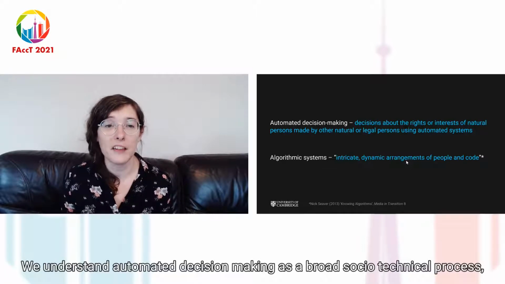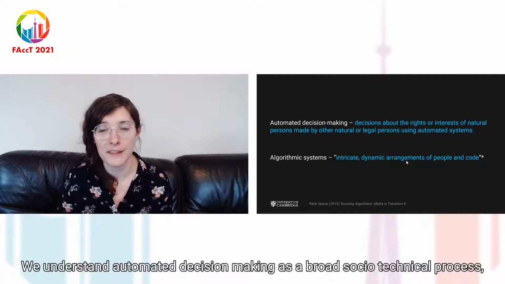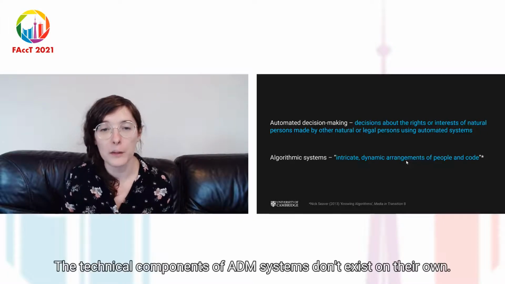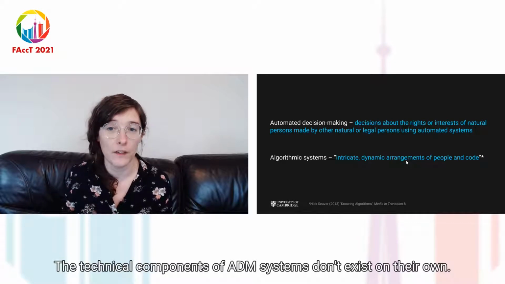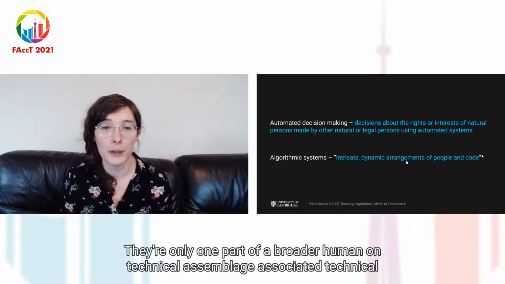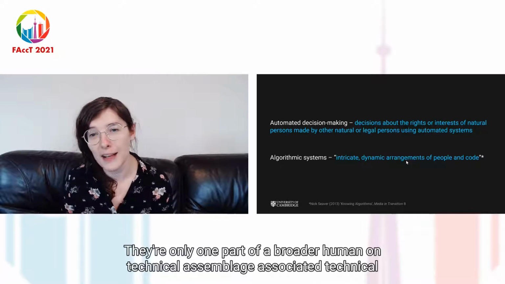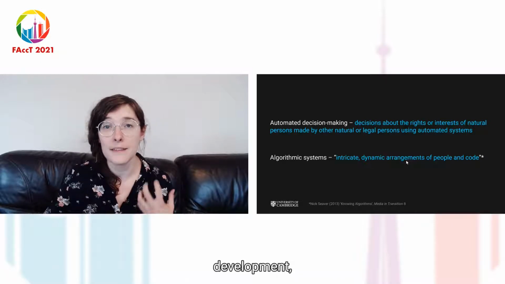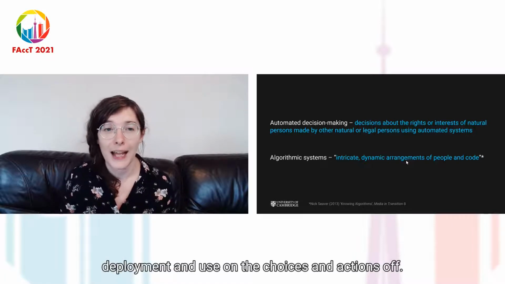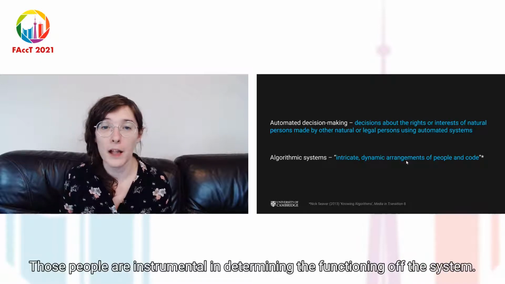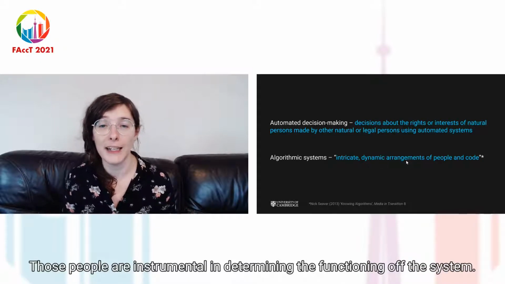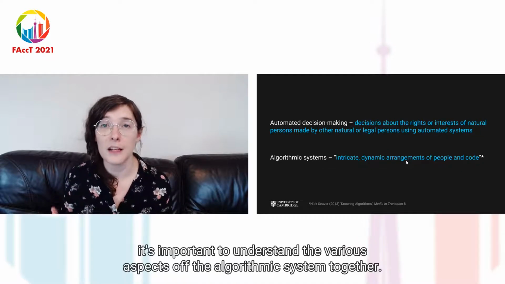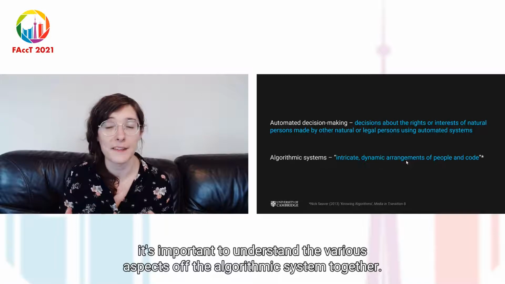We understand automated decision-making as a broad socio-technical process, beginning before decisions are made and extending afterwards. The technical components of ADM systems don't exist on their own. They're only one part of a broader human and technical assemblage, a socio-technical algorithmic system. People are involved in their design, development, deployment, and use. And the choices and actions of those people are instrumental in determining the functioning of the system. Because of this, for meaningful accountability, it's important to understand the various aspects of that algorithmic system together.